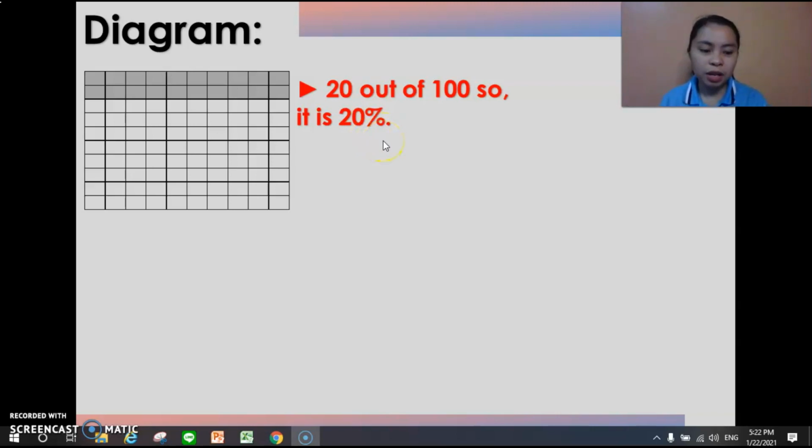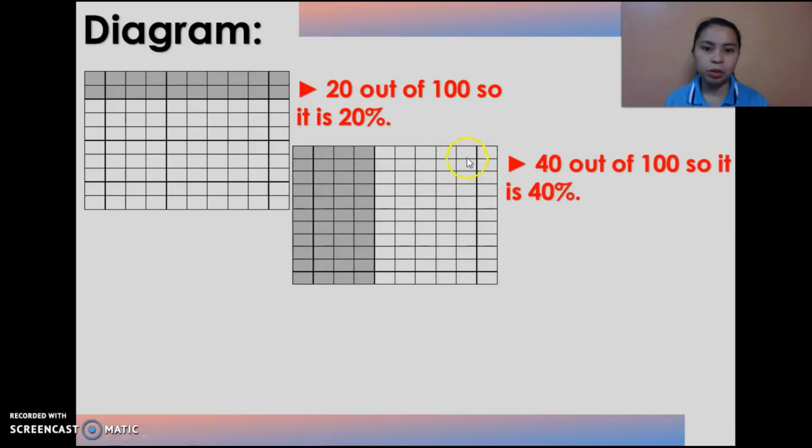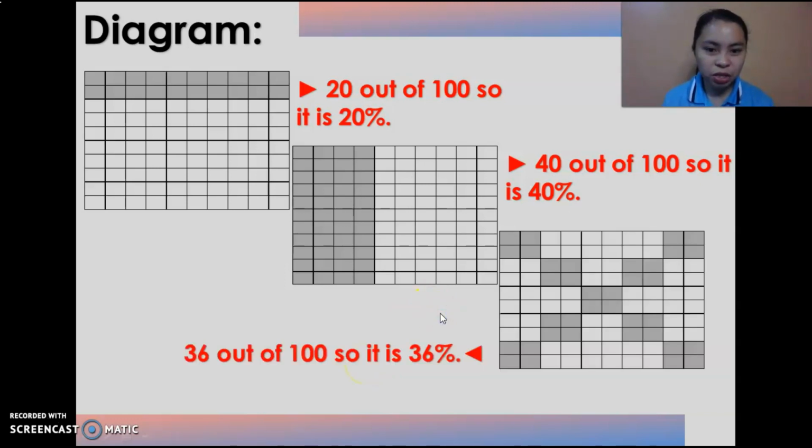Okay, so another picture we have here. Question number 1, how many parts are shaded? Okay, so we have 10, 20, 30, and 40. So there are 40 squares shaded. And we can read it into a percentage as 40 out of 100. And we can say it in percent as 40%. Okay, good job.